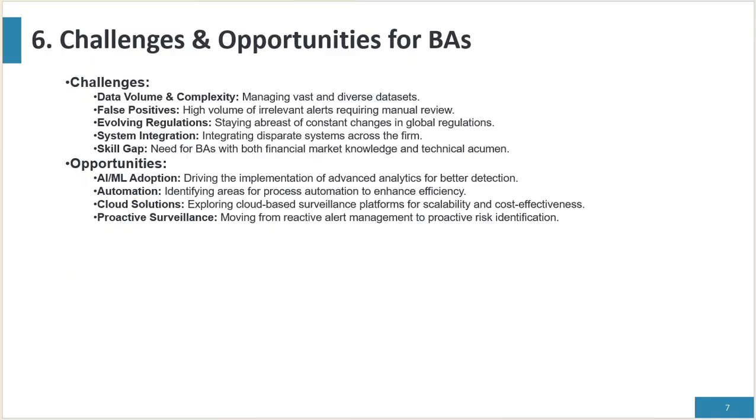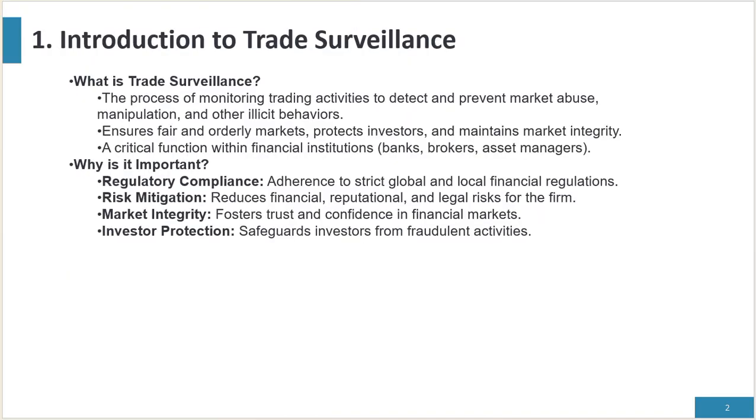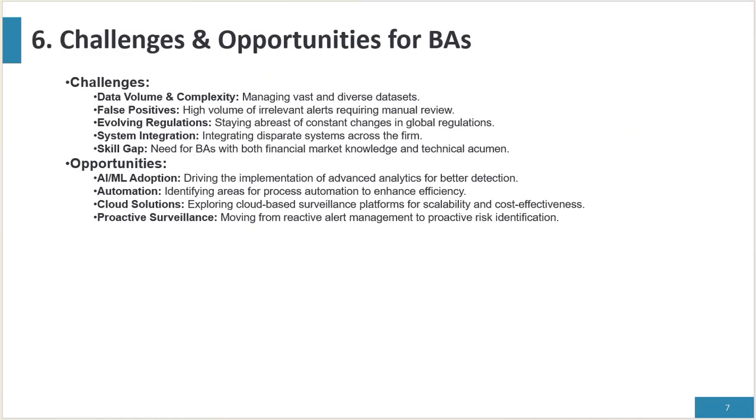And the opportunities in that field are AIML adoption, driving and implementing advanced analytics for better detection. Automation: identifying areas for process automation to enhance efficiency. Cloud services: you will transition into the cloud services of trade surveillance teams, with exposure to cloud-based surveillance platforms, scaling and cost effectiveness. And proactive surveillance: moving from reactive alert management to proactive risk identification, and then updating accordingly.